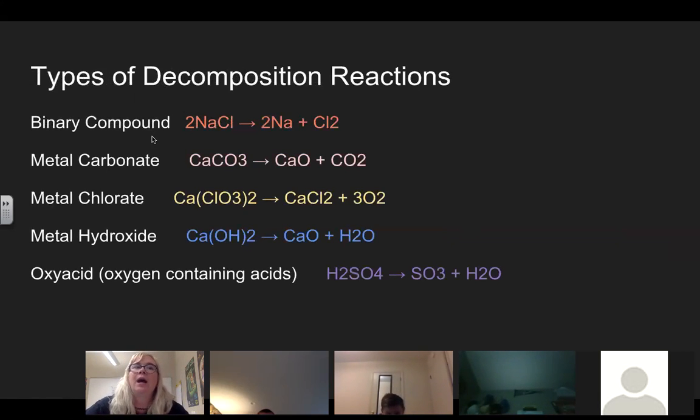In this case, we can have a decomposition reaction that breaks down into binary compounds. What do you think binary might mean? Looking at what happens in this one. What is a binary compound?